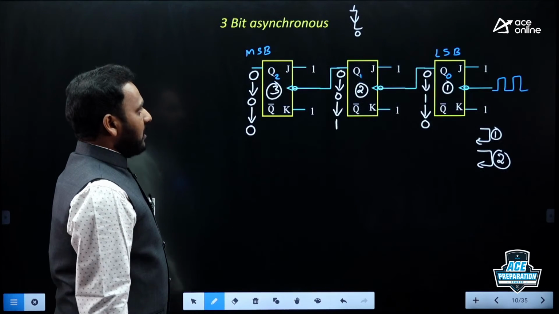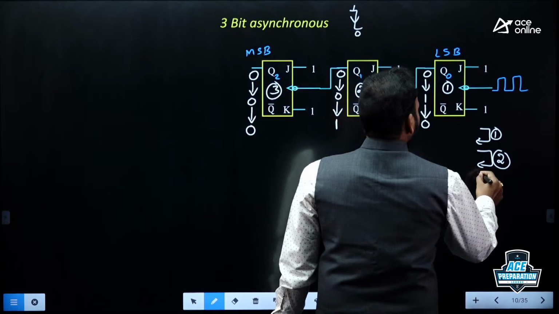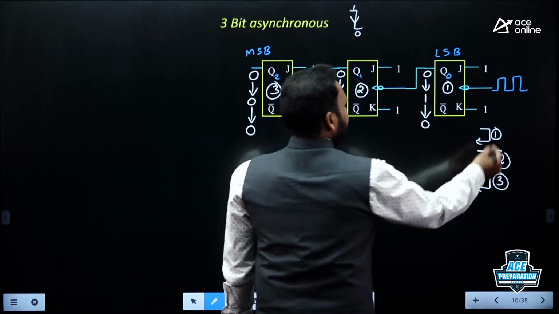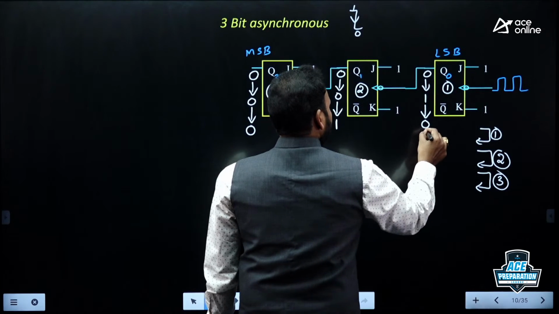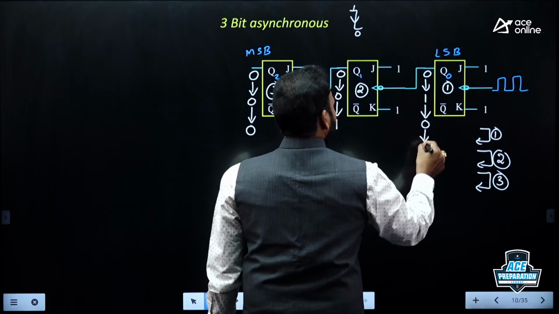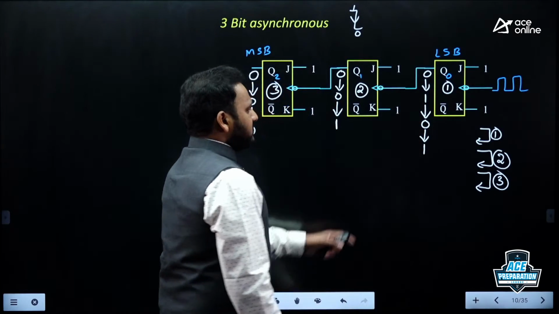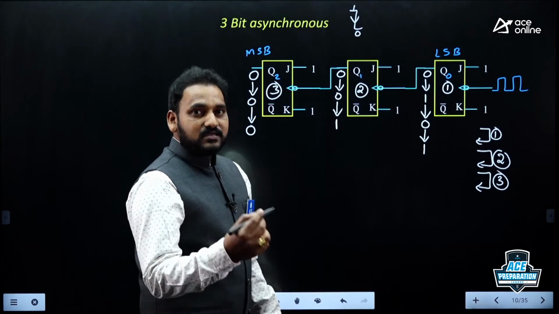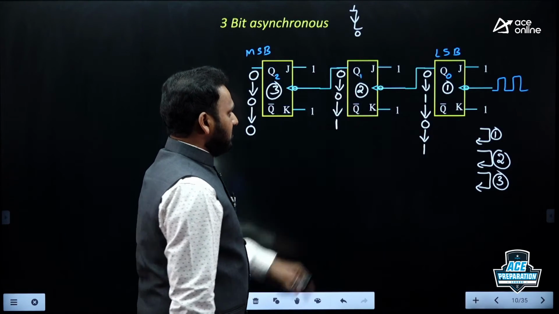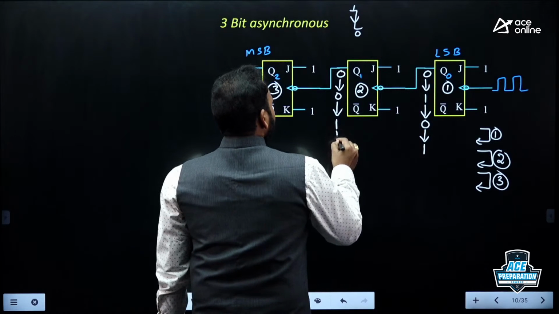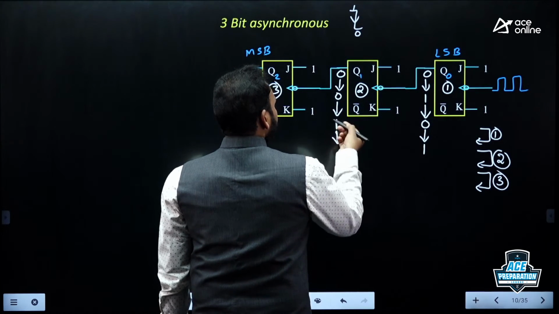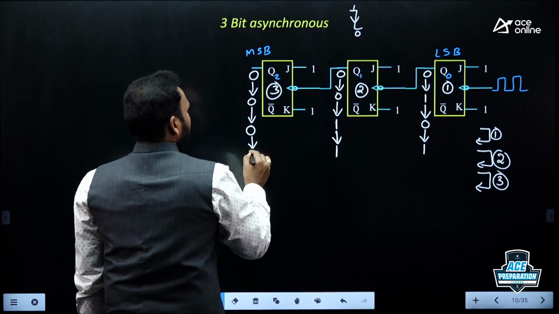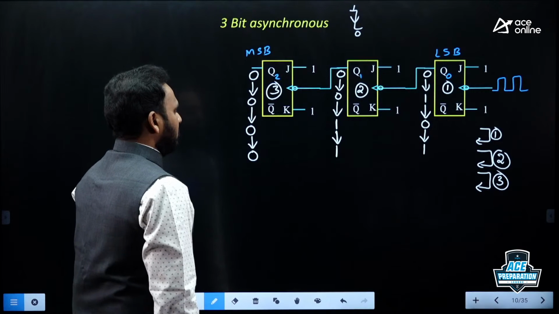Just for clarity, I'd like to apply one more clock pulse, that is clock pulse number 3. If I give one more clock pulse, no doubt, the first flip-flop will keep on toggling, 0 to 1. As it is a 0 to 1 rising edge, it does not trigger or initiate the second flip-flop, it will maintain the same state 1. As there is no update here, here also no update. 0, 1, 1.